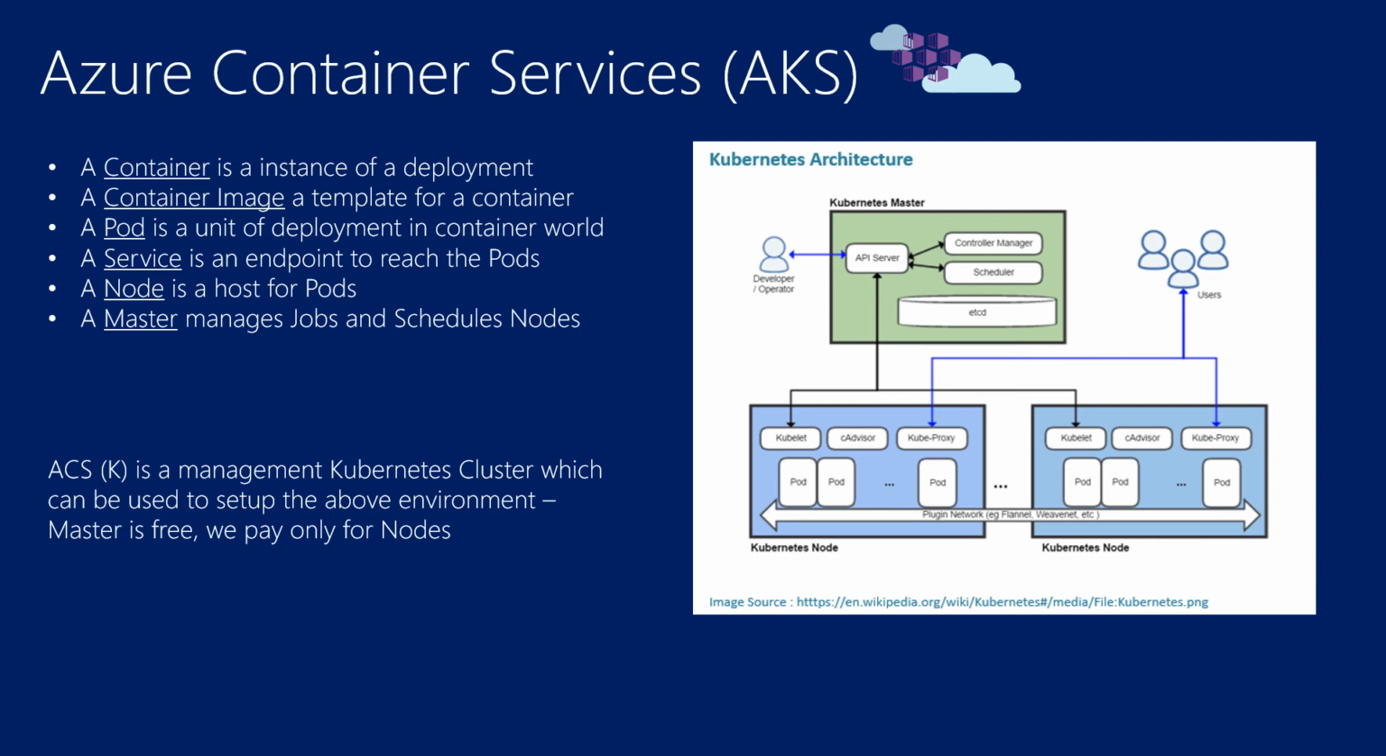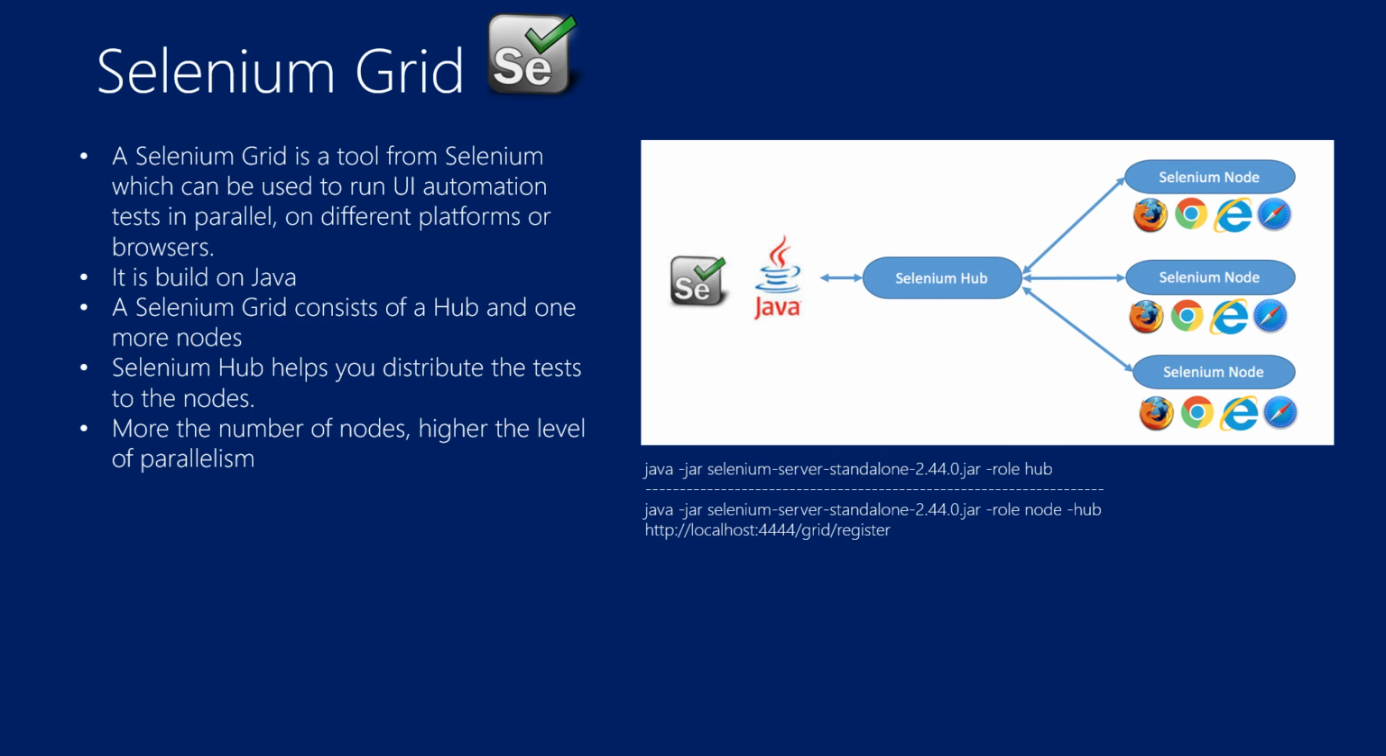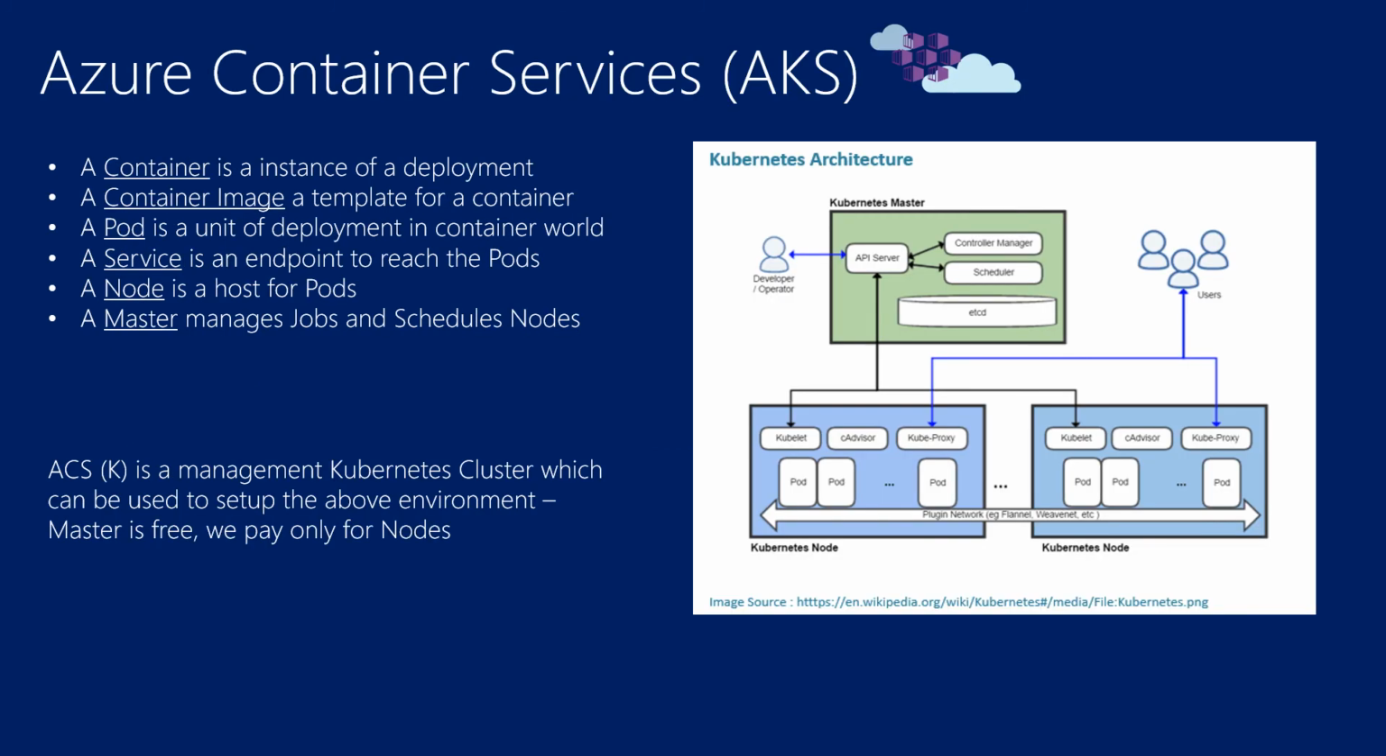So Kubernetes becomes the first class citizen in an Azure world, so that you don't have to worry about managing the Kubernetes master. You just spin off nodes, and you get a console to manage the nodes, and you don't have to pay for the master. You just pay for the nodes. The more VMs you have, the more you pay overall. So that is the brief introduction of the Selenium Grid and the Azure Container Service.